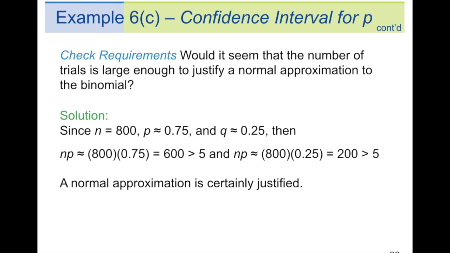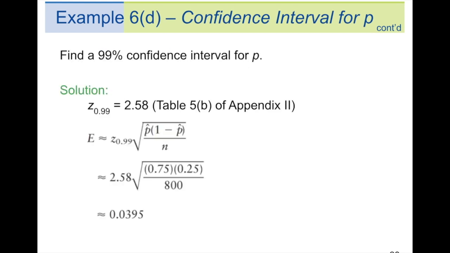Would it seem that the number of trials is large enough to justify a normal approximation to the binomial? Since n equals 800, and P is approximately 0.75, and Q is approximately 0.25, then nP is approximately 600, which is greater than 5, and nQ is approximately 200, which is greater than 5. A normal approximation is certainly justified. Find a 99% confidence interval for P.